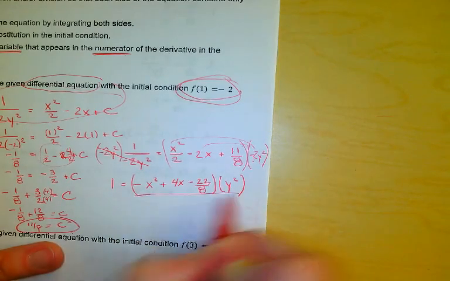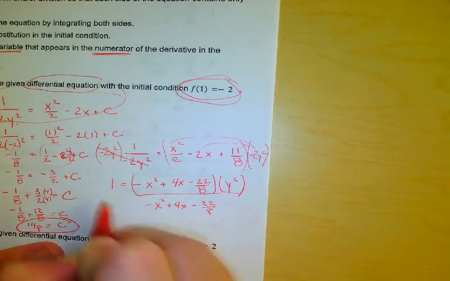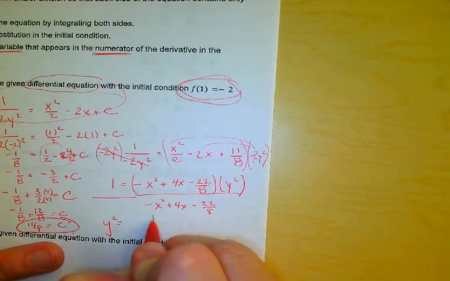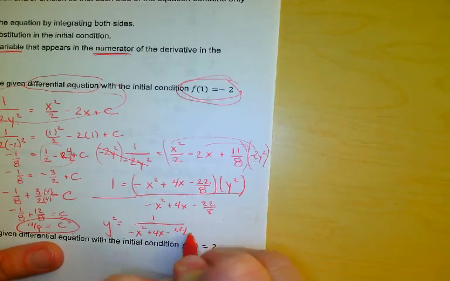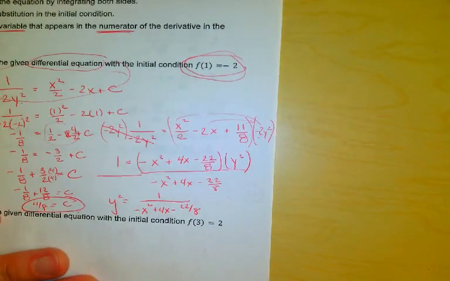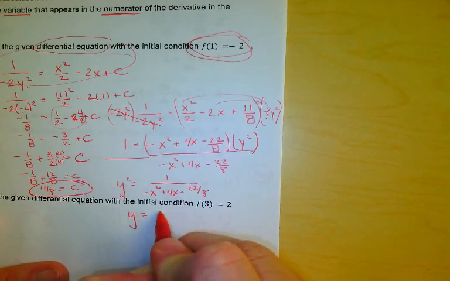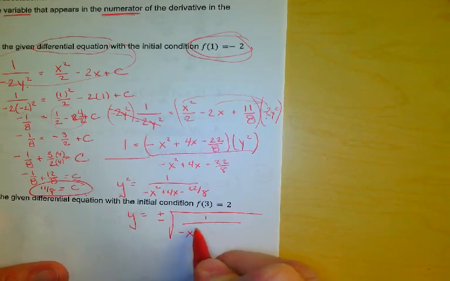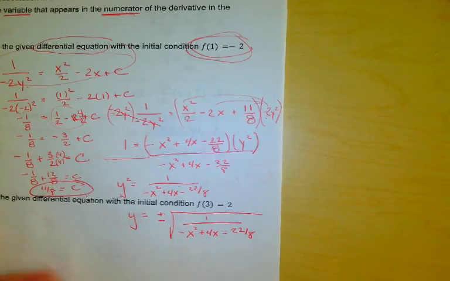And then I'm just going to divide this ugly fraction over to the other side. It doesn't have to look pretty, dividing it to both sides. So I've got y squared equals 1 over this negative x squared plus 4x minus 22 over 8. And yes, you can reduce that. And then to get that y alone, again, I'm going to take the square root. Now don't forget you get a plus and a minus of that square root. And they're all not this ugly. Figure if you can do the ugliest ones, you can do the easy ones.